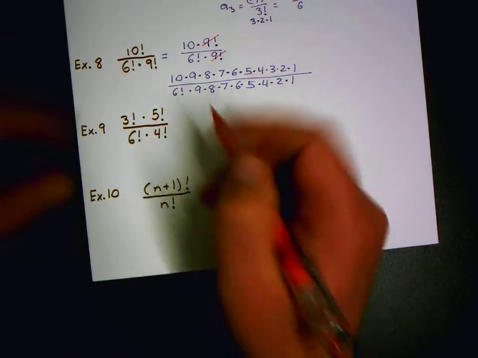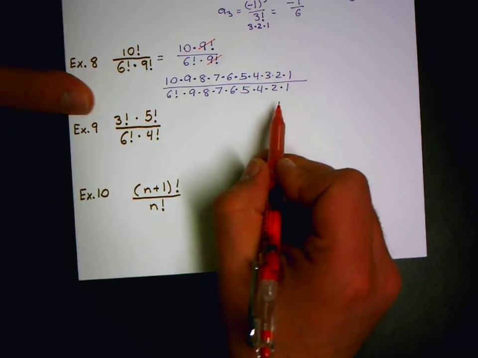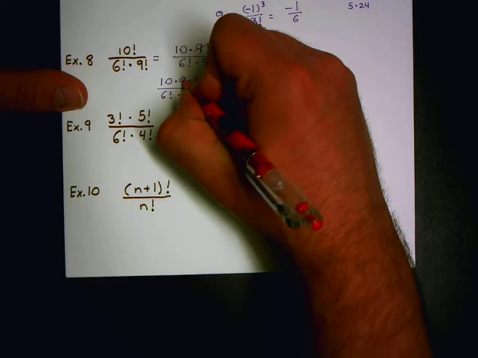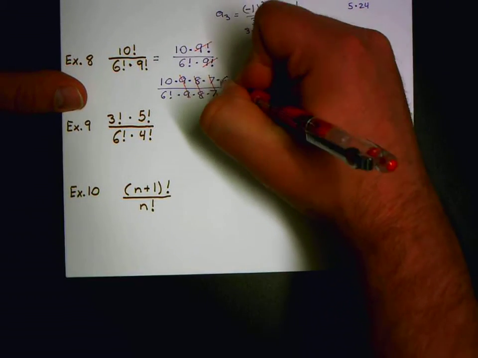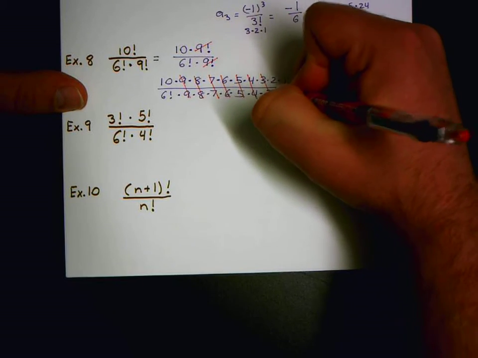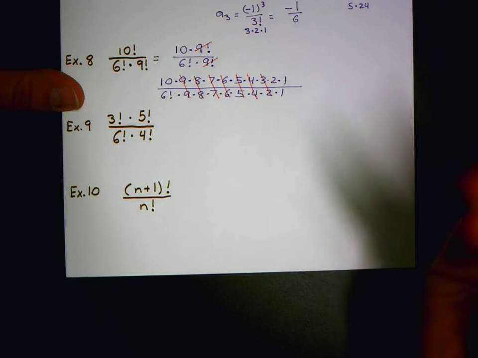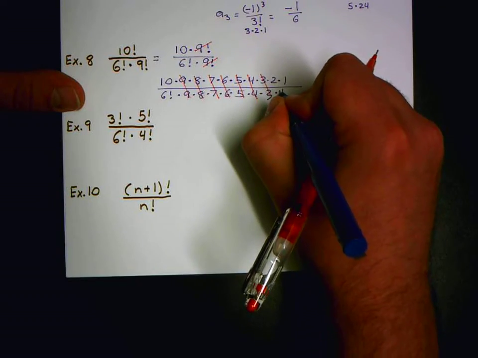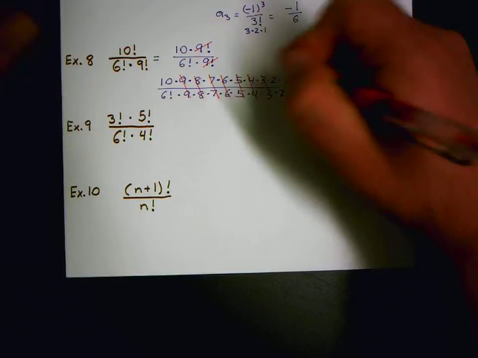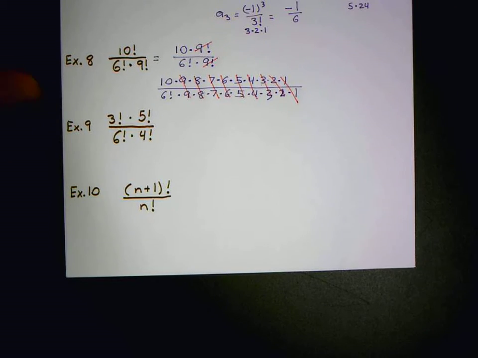Okay, so 10 factorial, I wrote that out. 9 factorial, I wrote that out, right? Now, oh, I forgot a 3 here. That's why it's not cooperating. So if I pull the 10 out, everything else cancels out, because the 10 factorial only has one extra number from the 9 factorial, and that's the 10.